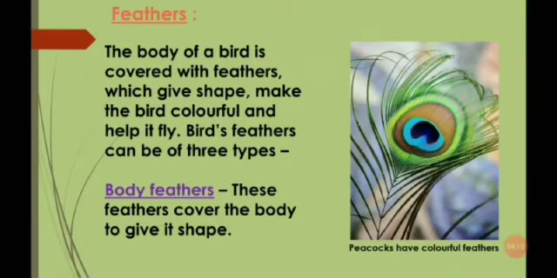Let us see about bird's feathers. The body of a bird is covered with feathers that give shape to the body, make it colorful, and help it fly. Bird's feathers can be of three types, that is body feathers, down feathers, and flight feathers. First, we will see body feathers. These feathers cover the whole body of a bird and give shape to its body. Body feathers are bigger than other feathers.